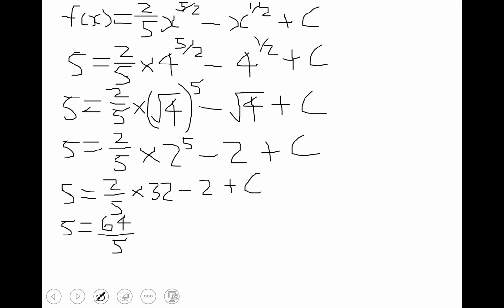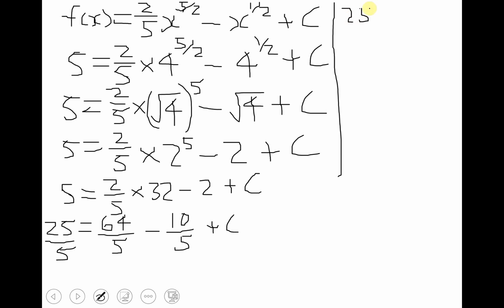Therefore, it makes it easier if we turn all our numbers into fractions over 5. So 2 is 10 over 5. And 5 is 25 over 5. With a common denominator, we're able to calculate those fractions. So we have 64 over 5 minus 10 over 5 is 54 over 5. And then take 54 over 5 from both sides. You're going to get c is equal to negative 29 over 5.